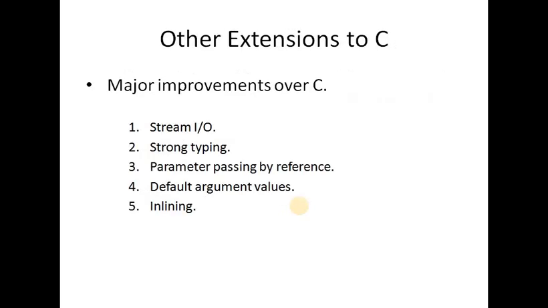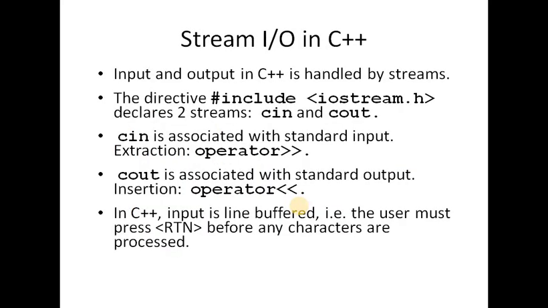Other extensions to C, these are the actual improvements over the C language: streaming, that is input output, strong typing, parameter passing by reference, call by reference, call by value, default argument values also there, and inlining of functions is an important part of C++. So these are the streaming input output in C++.